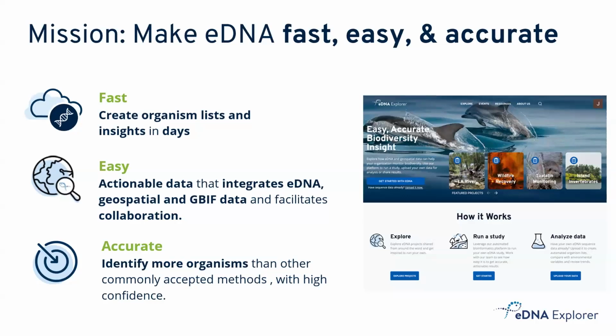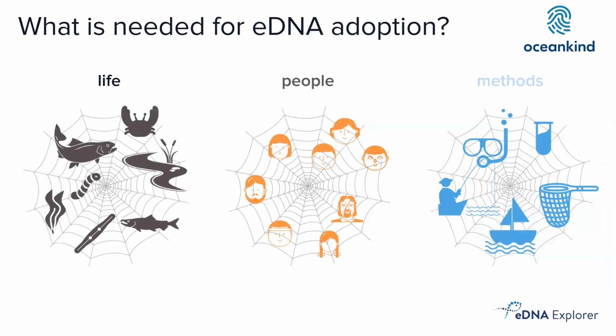You can also get help running your own study, and you can analyze data just with the click of a button, upload your FASTQ file. It's very simple metadata. I'll walk you through that. So the mission is to make eDNA projects and eDNA collaboration easy, accurate, and fast, where you can create organism lists in just a couple days, also integrating geospatial data. You can make better decisions because you have a better idea of uncertainty. You can relate your eDNA data to more of the GBIF data that's available, and you have highly accurate methods that you're using to identify those taxa.